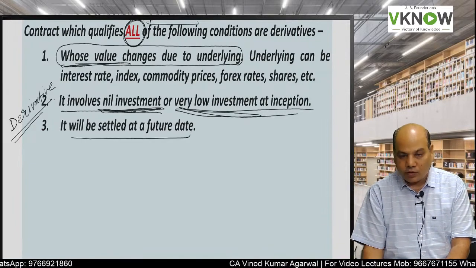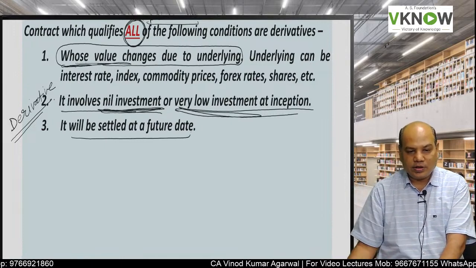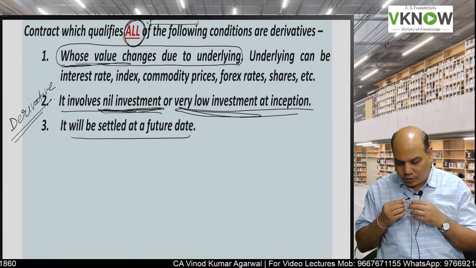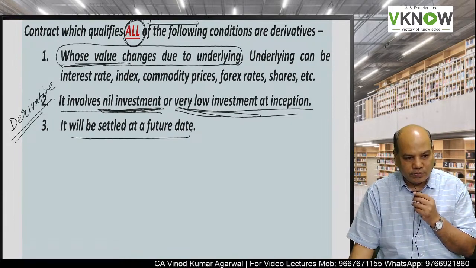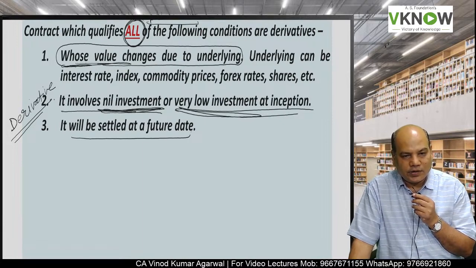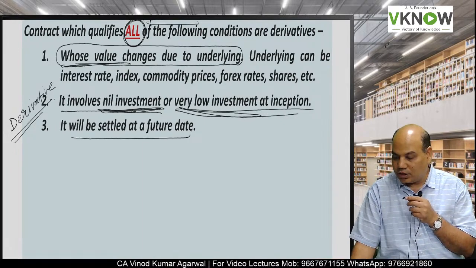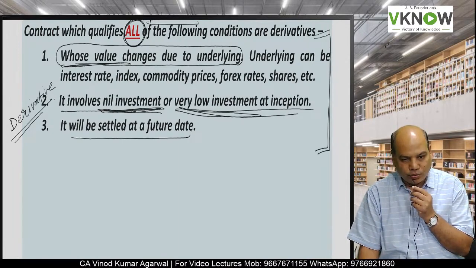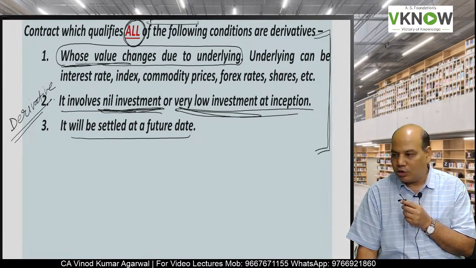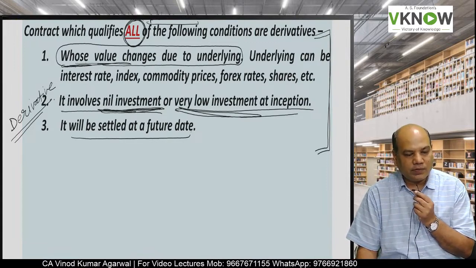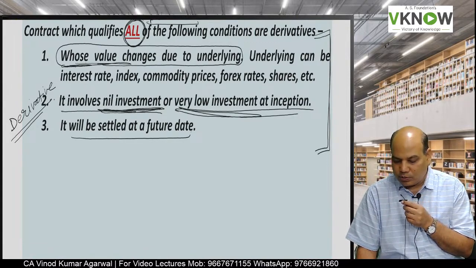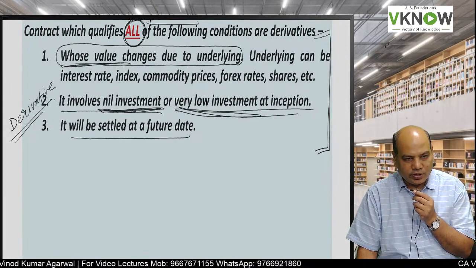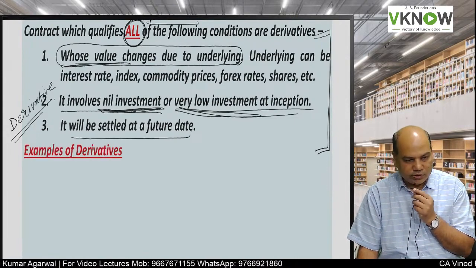As compared to the value of the contract, the amount to be paid is very low. And the third feature of a derivative is that it will be settled at a future date. So when all the three conditions are satisfied, then it is a derivative contract as per the standard on financial instruments. So I'll repeat, its value will change due to change in the value of the underlying. It will be settled at a future date. It requires either zero investment or very low investment.